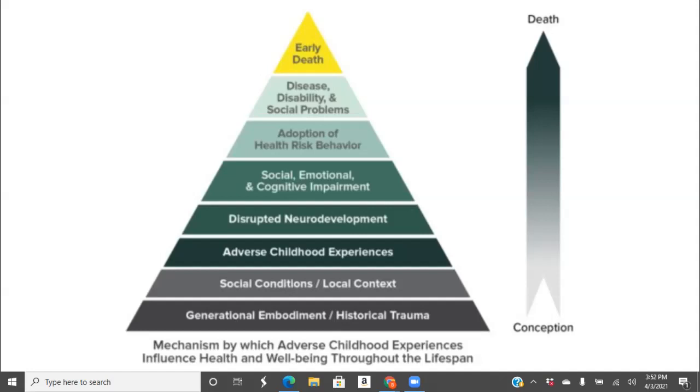So you'll notice on this pyramid that there are another 2 layers on the bottom, right, that have been added to the pyramid since the beginning of this work by Dr. Anda and Dr. Felitti in the 1990s. And that's because there is a growing body of research that indicates that trauma may have roots in family histories or local socioeconomic conditions and can be passed through genetics to their offspring.